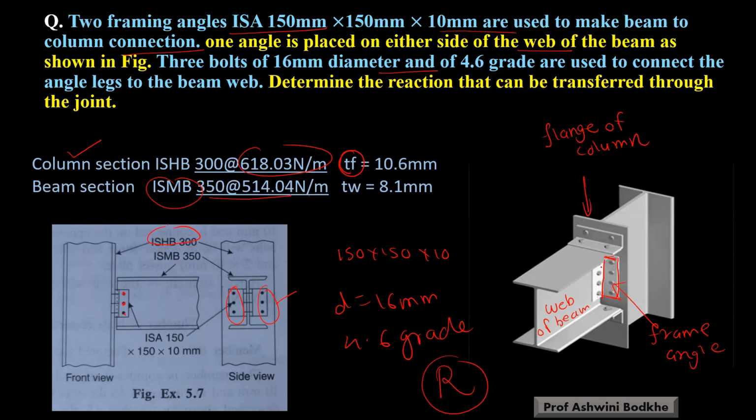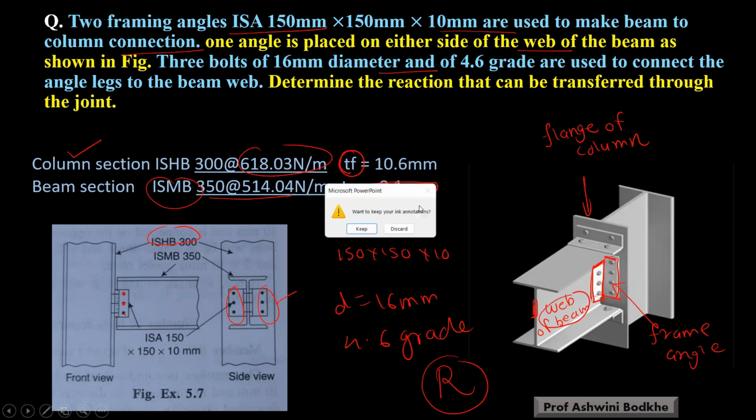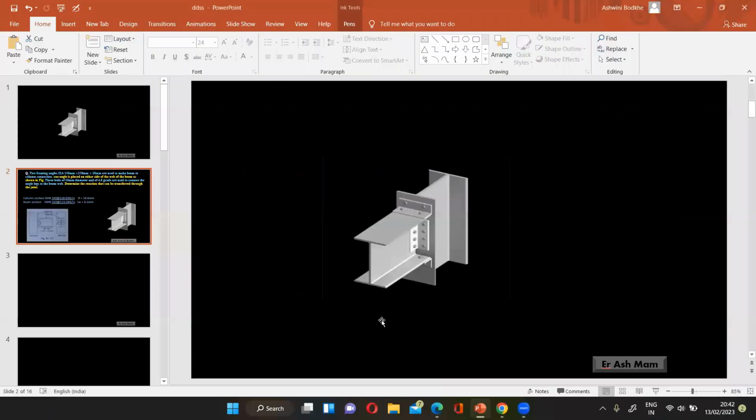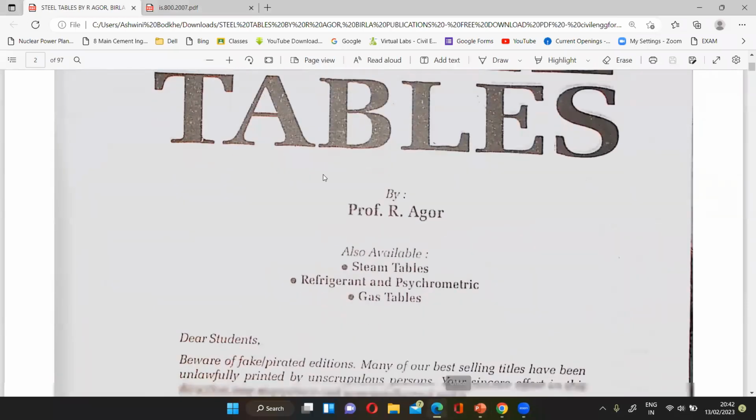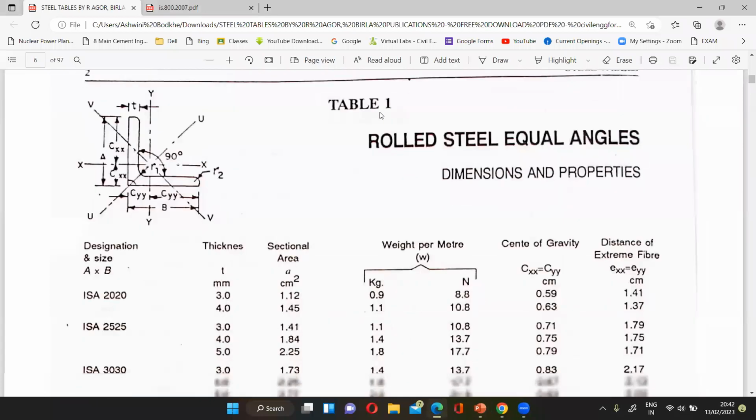For the beam section, you can see the second side of this frame angle is connected to the web of the beam. Therefore, the thickness of this web is required. The thickness of web is 8.1 mm, which is given. Or you can take this value from the steel table.